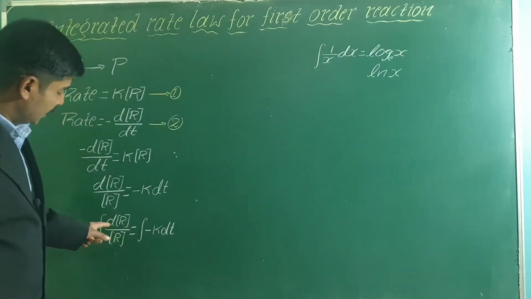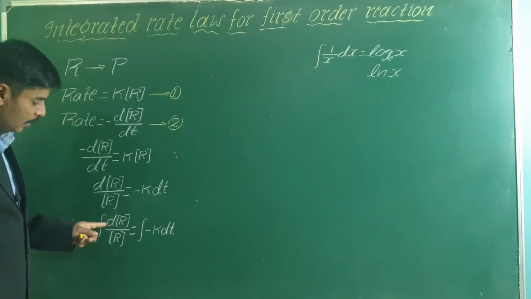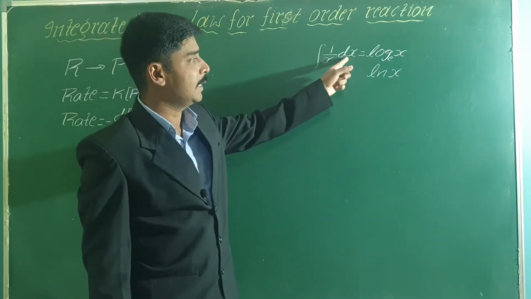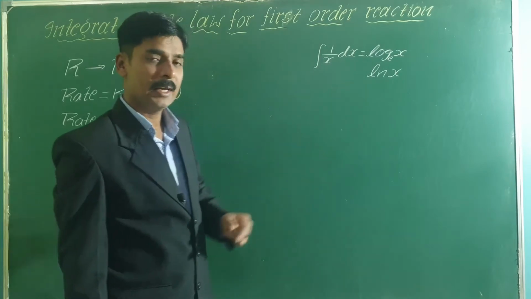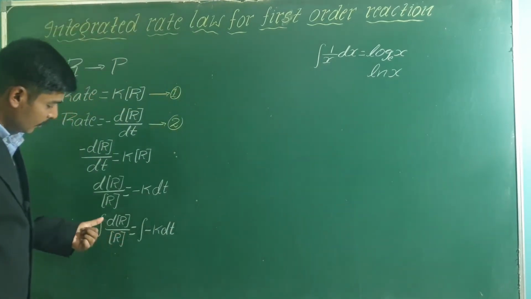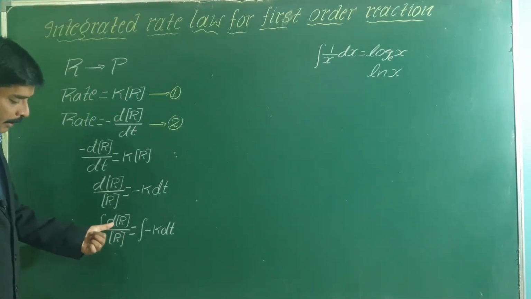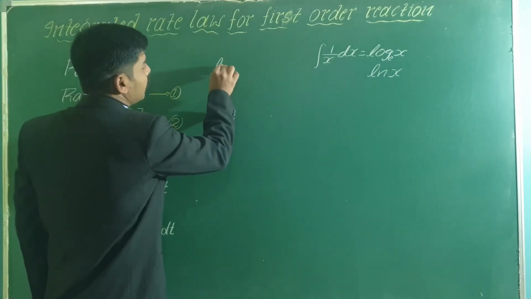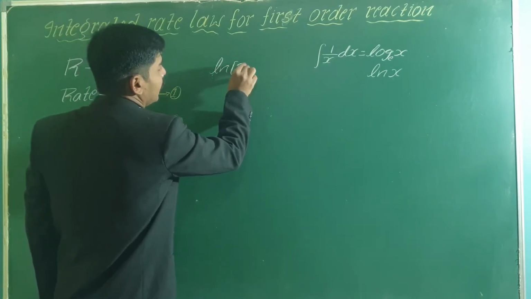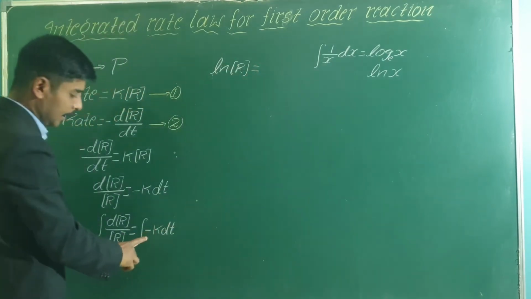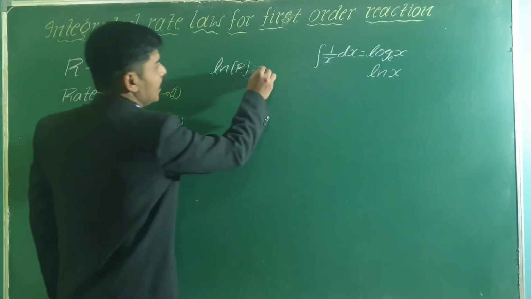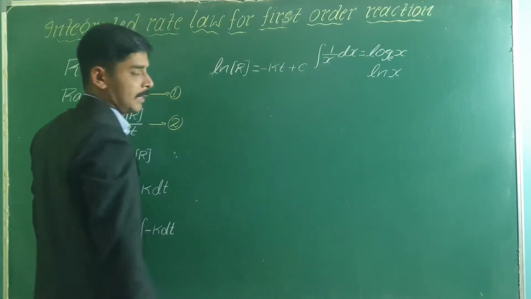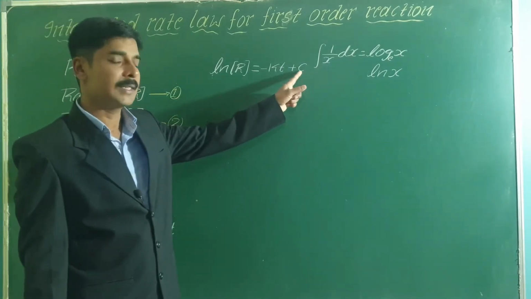Now this is also of the form 1 by R dR. See, integration of 1 by x dx is log base e x or ln x. In the same way, integration of 1 by R with respect to dR is ln R. This is equal to integration of minus K dt, which is minus Kt plus C, where C is called as the integration constant.